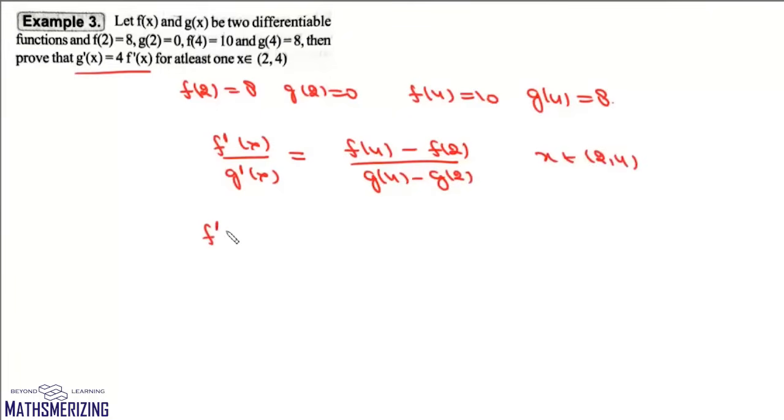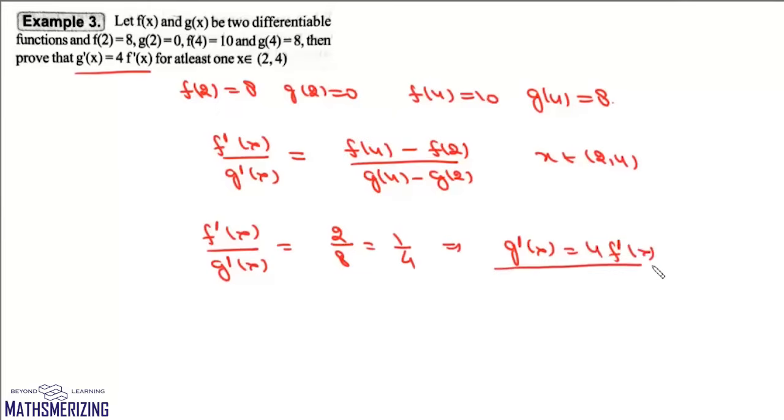Now we can write f dash x upon g dash x as, now what is f(4)? f(4) is 10, and 10 minus 8 is 2, and g(4) is 8, and 8 minus 0 is 8. So this is 1 by 4. So from here we can say g dash x is equal to 4 f dash x. So there must exist at least one point x in the interval 2 to 4 such that g dash x is equal to 4 f dash x.